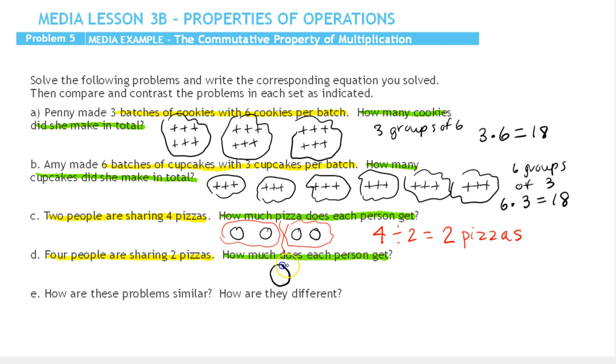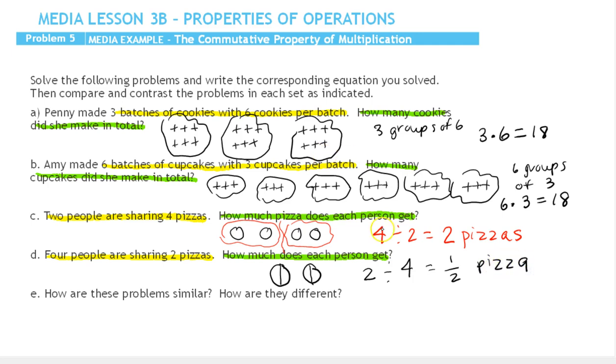Now we have 2 pizzas, and if I want to share them among 4 people, I would have to cut each pizza in half, and see there's 1, 2, 3, 4 pieces. So each person would get half a pizza. So we haven't officially talked about fractions yet, but I think you can see this from the picture. So if we took 2 pizzas, shared them between 4 people, each person would get 1/2 of a pizza.